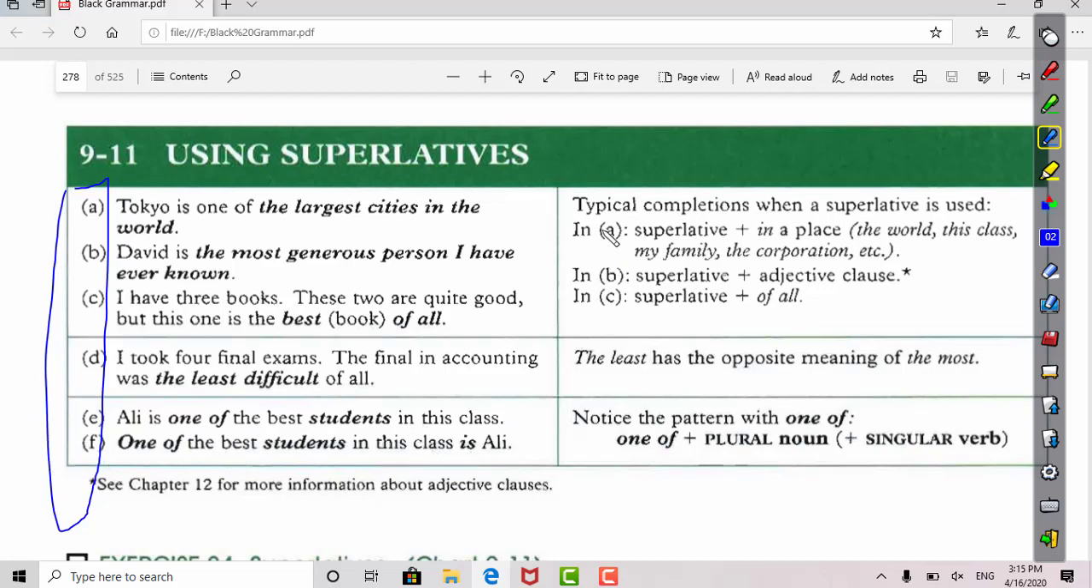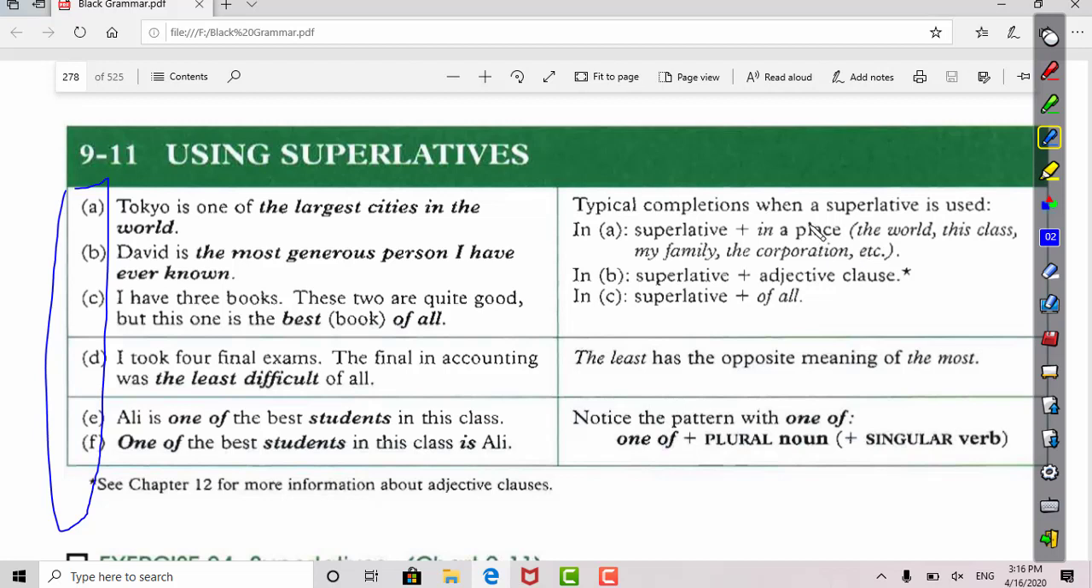Alright, typical completion when a superlative is used: A, superlative plus in a place, or B, superlative plus adjective clause, and C, superlative plus of all. This one is the using of superlative in some types of sentences. Jadi yang pertama dia adalah superlative plus in a place. Maybe in the world, in this class, in my house, in the family, in this country, in this place, in this room, something like that.